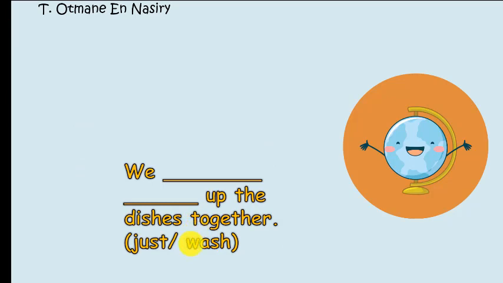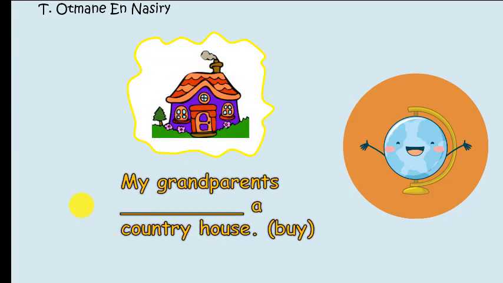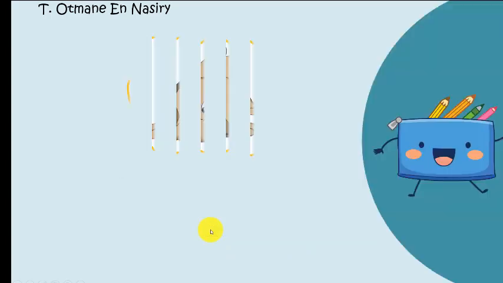Next one, we, you have just and wash. We, and then we have up the dishes together. We have just washed up the dishes together. Next one, my grandparents, you have the verb buy a country house. So the past participle of the verb buy is bought. So first we need have and then we have bought. My grandparents have bought a country house.